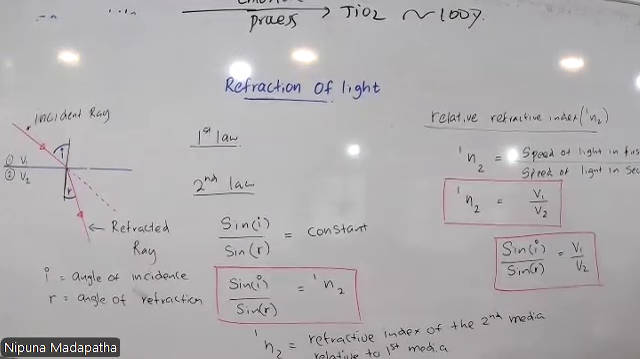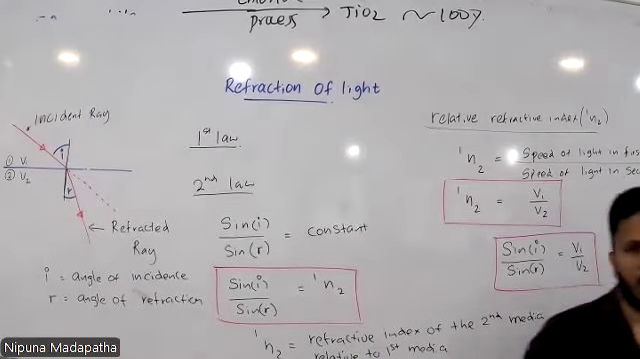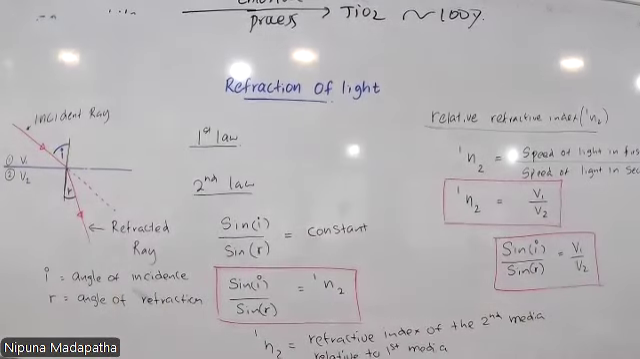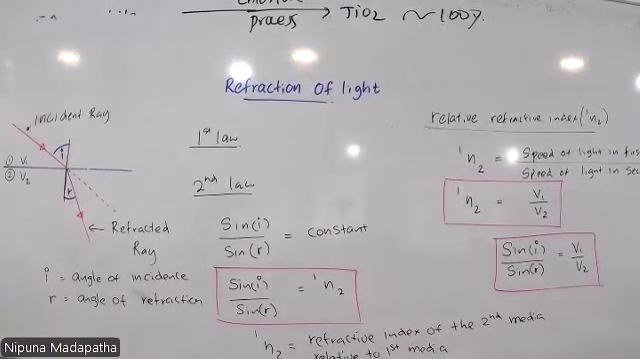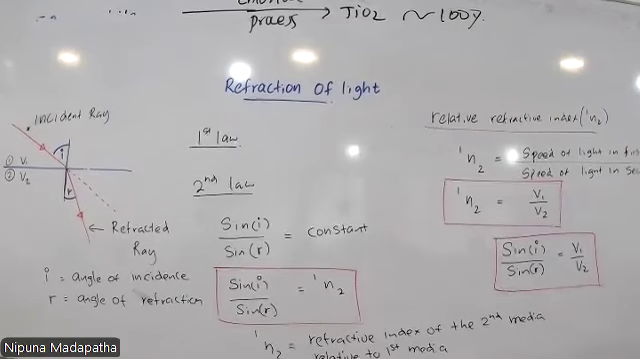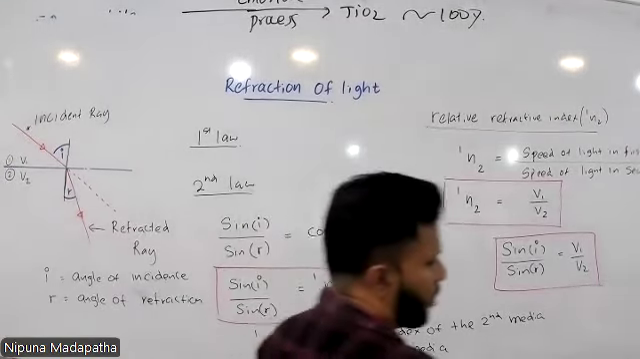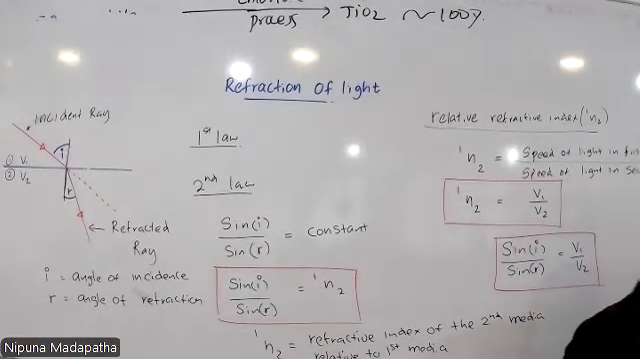So when light rays undergo refraction, does the frequency change or not? No. Frequency remains constant. Velocity and wavelength change. When a light ray undergoes refraction, its frequency remains constant, but the wavelength changes.